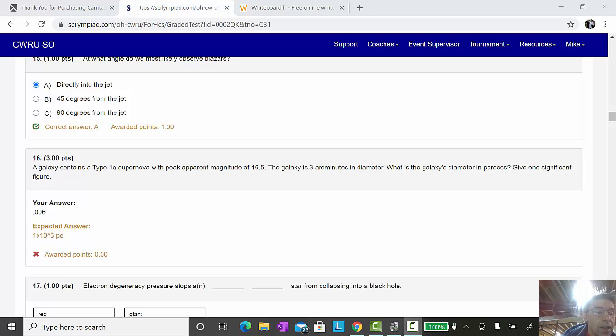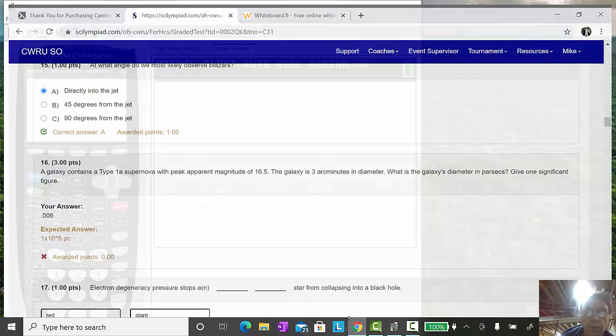A galaxy containing a Type 1a supernova with a peak apparent magnitude of 16.5. The galaxy is 3 arc-minutes in diameter. What is the galaxy's diameter in parsecs? Give one significant figure. So let's draw out what we've got here in our problem.